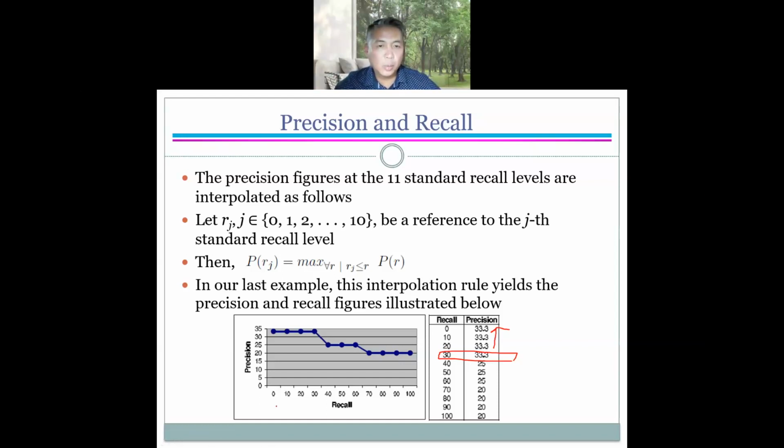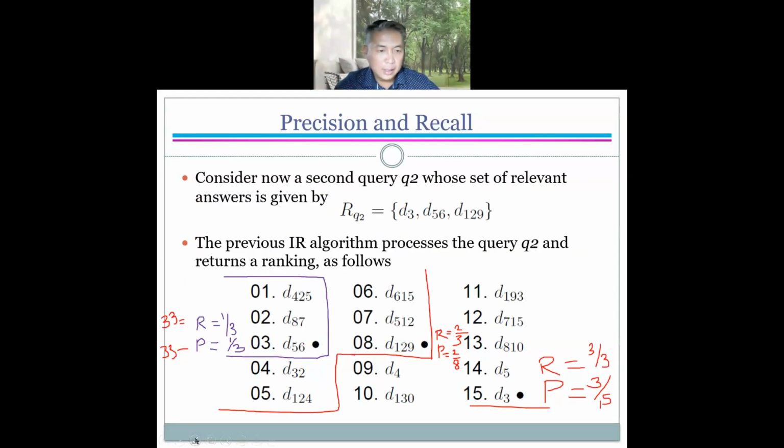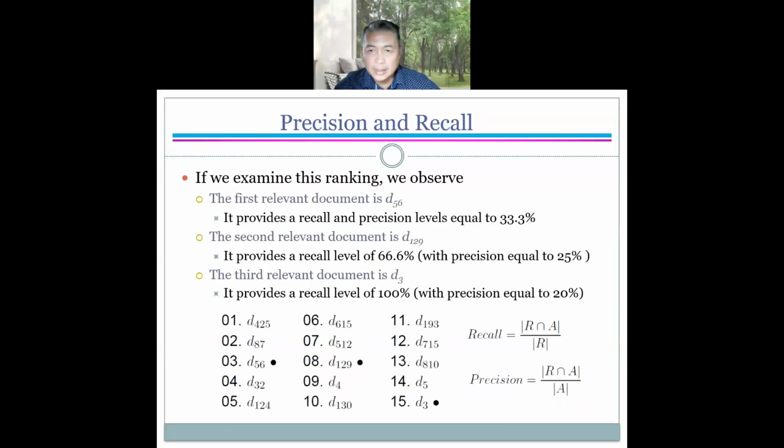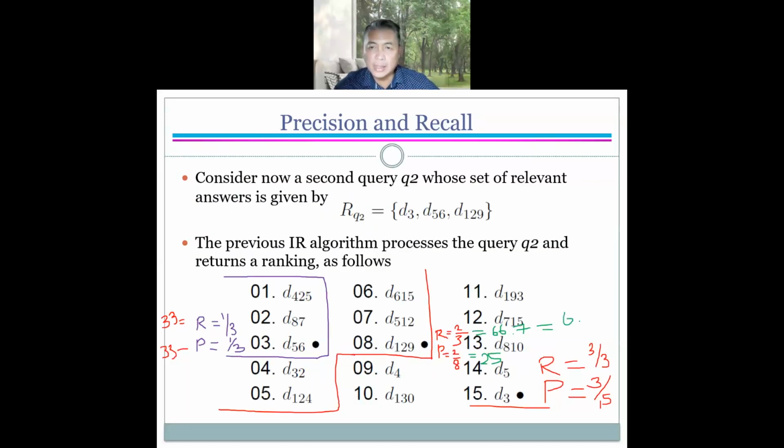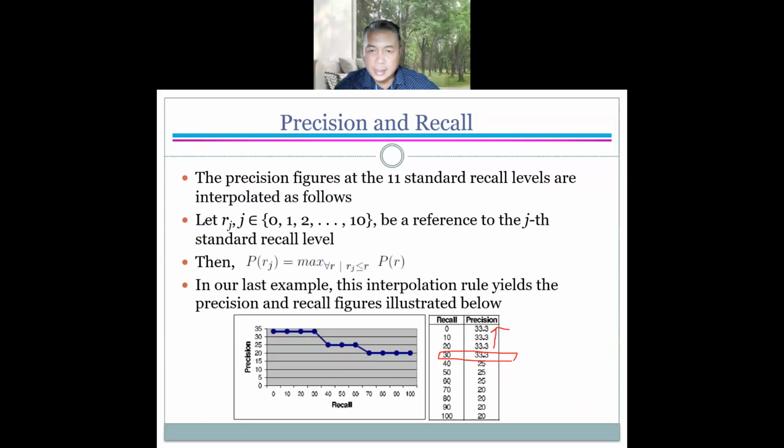The next one, the second one, the recall is 2/3. 2/3 is 66.7. This is equivalent to 1/4, which is 25%. So in our table, because this is 66, we round it to 60. Then the position will be that one. The rest of this will be copied here.